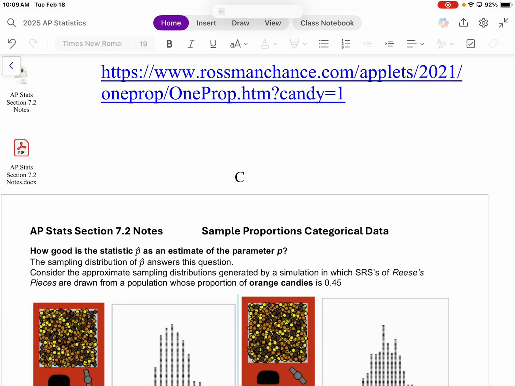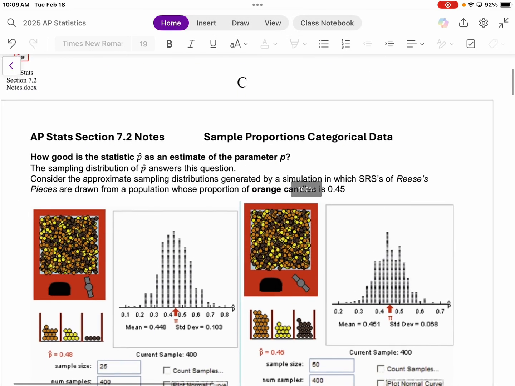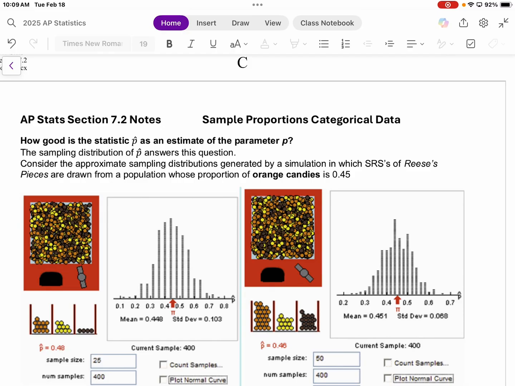As we look at our section in 7.2 and keep doing our sampling proportions, or our sampling distributions, today we're going to focus in on proportions, which means we're dealing with categorical data. When we deal with means, we're dealing with quantitative data. That's going to be the next lesson in 7.3. That's pretty much the same as we keep going through.